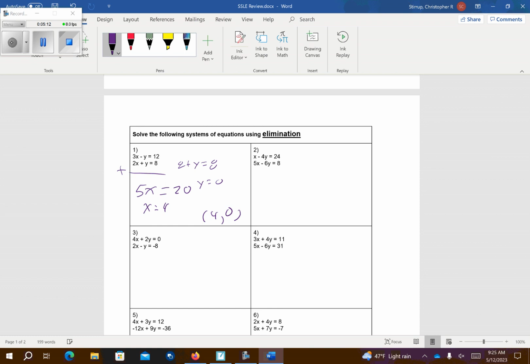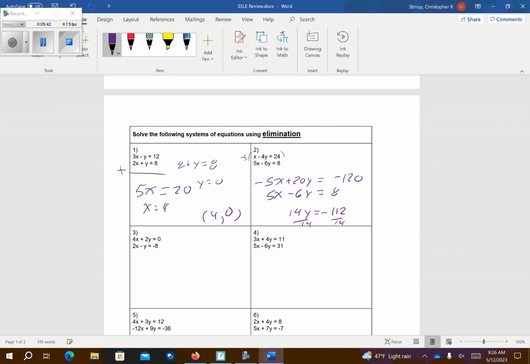We can't just add this next one together because we have different signs. So I'm going to multiply the whole top by -5. So the whole top times -5 is -5x plus 20y equals -120. And then 5x minus 6y equals 8. And so that's going to give me 14y equals -112. Divide by 14, divide by 14.